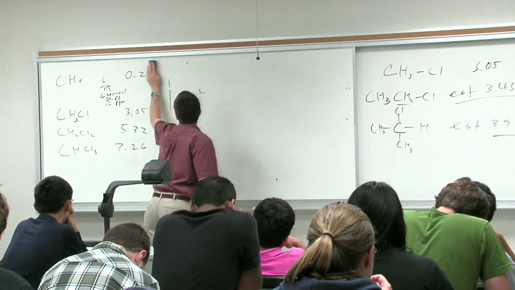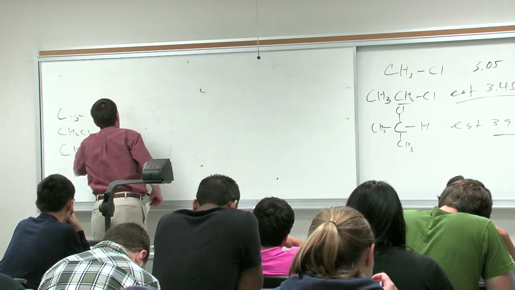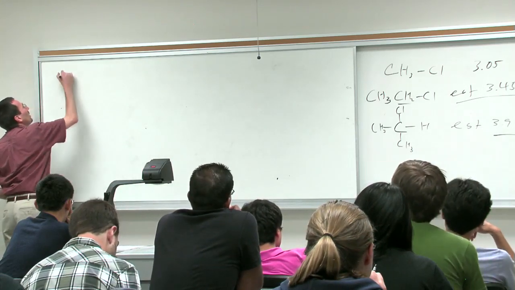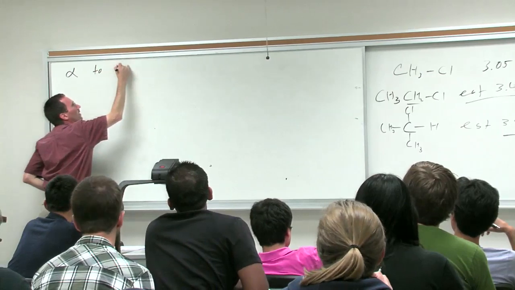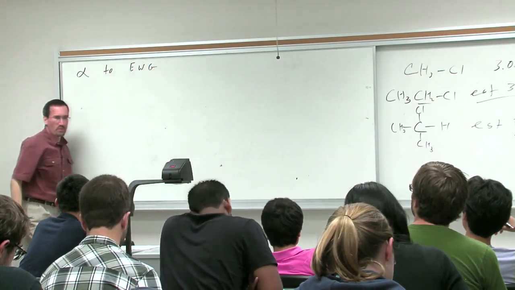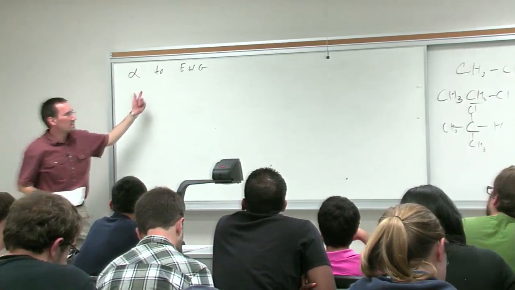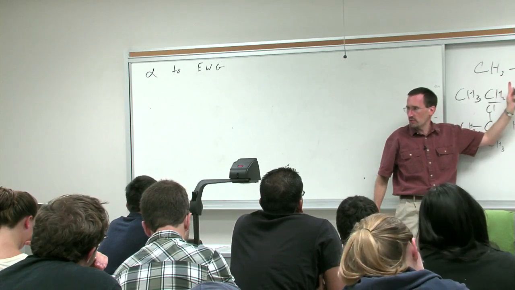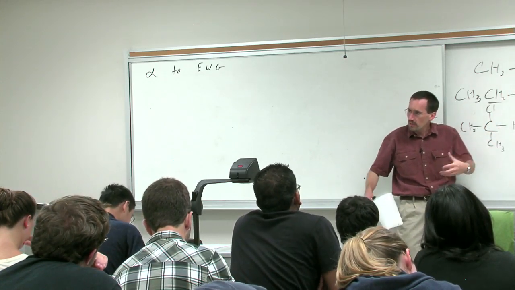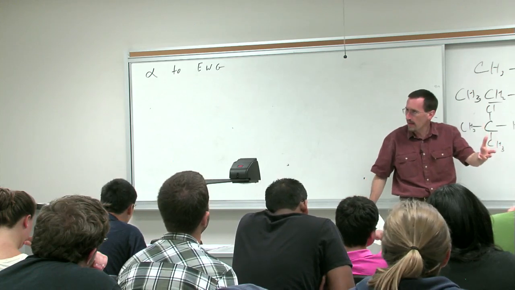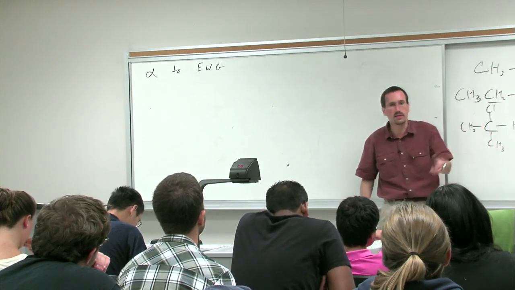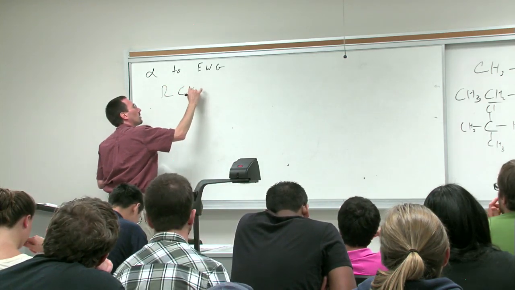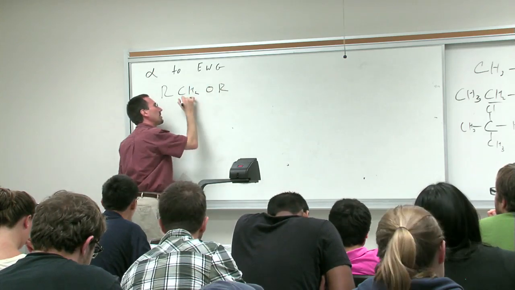All right, so all of these examples that we're looking at are alpha to an electron withdrawing group. And we can see that in general, alpha means on the carbon directly attached. And we can see that being alpha to an electron withdrawing group shifts you 2 or 3 ppm downfield with respect to the base value. So for example, things I'll keep in mind.